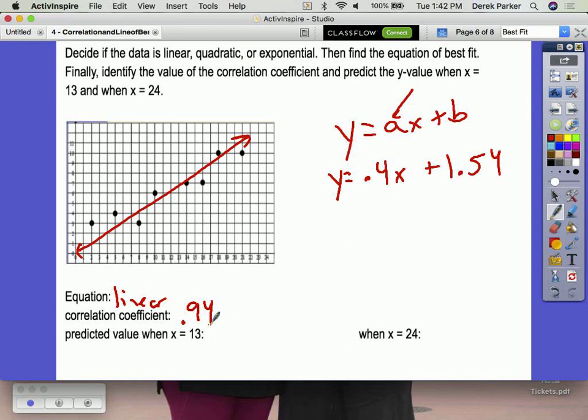Now, I want to predict the value when x is 13. So to do that, for x is 13 and 24, all you got to do is plug it in and solve. And I'll do the same thing for 24. It is that easy.